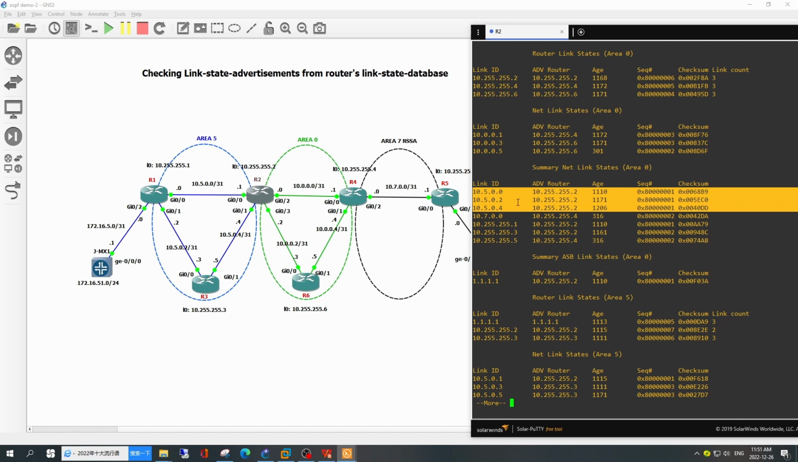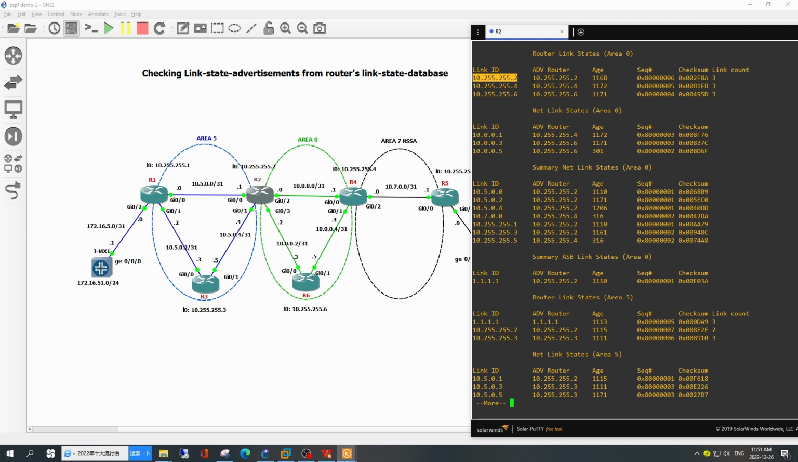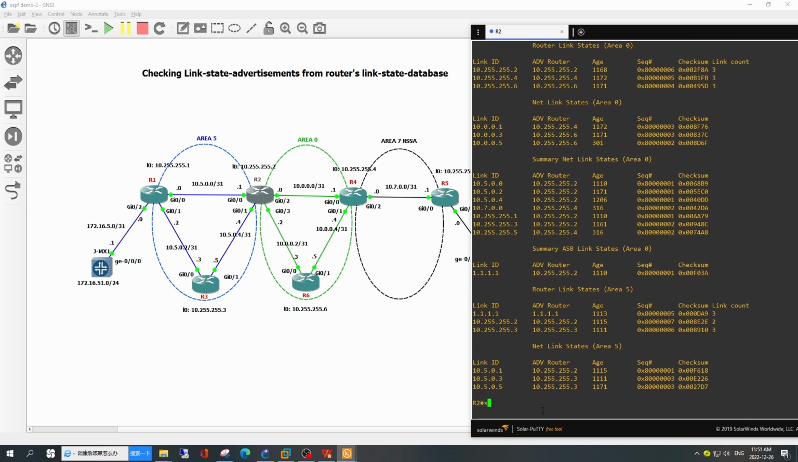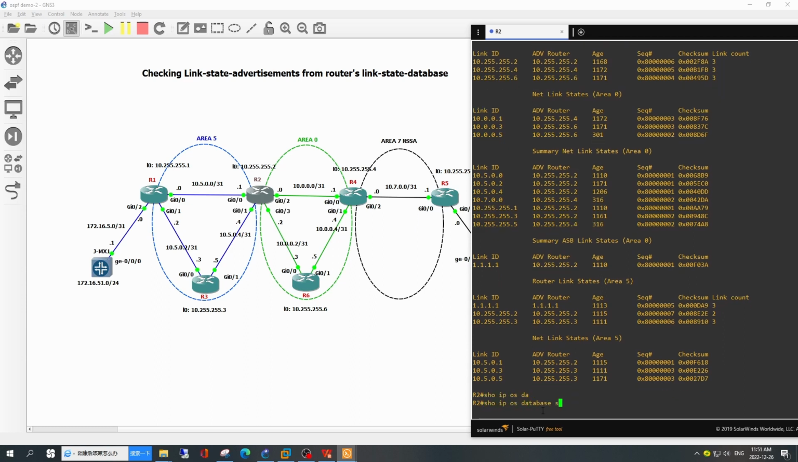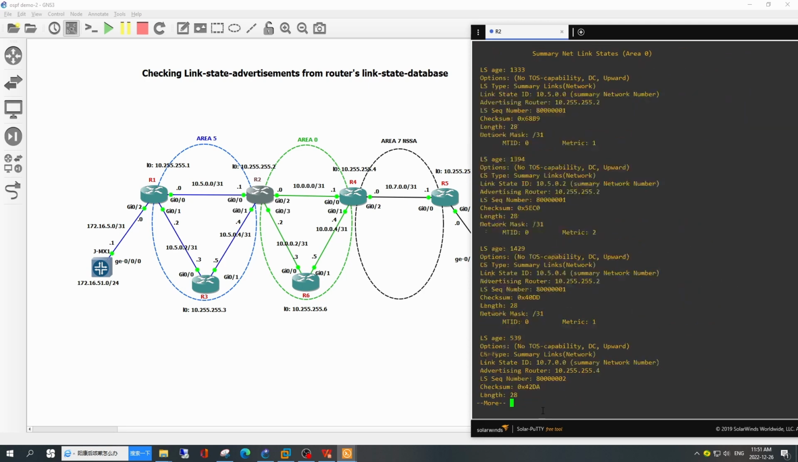You can see the format is different from type 1. Type 1 is one router presenting all its links to the area, right? The summary routes just take the type 1 information and redo it, categorized by each of the links. If you want to see the detail of the summary network link states, you can do show IP OSPF database summary. Here I give you detailed information.